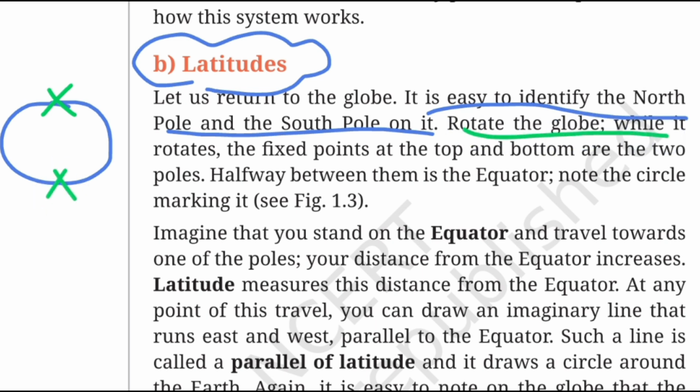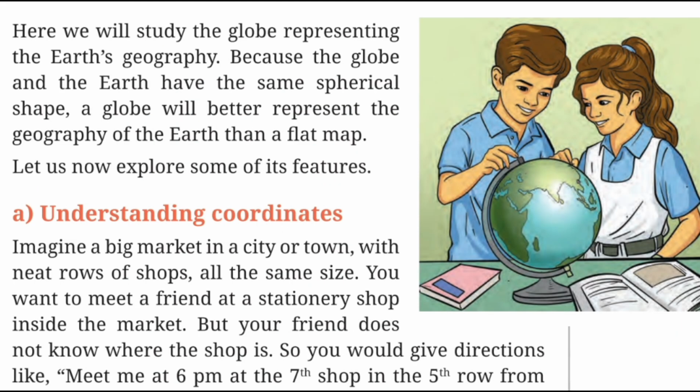Rotate the globe. While it rotates, the fixed points at the top and bottom are the two poles. You can just imagine, or I will show the figure of the globe. If you are rotating this globe like this, this particular point is the North Pole and this is the South Pole. These two attached points will be the poles. That point will be fixed and the other points will rotate if you are rotating the globe. That you understand, isn't it?